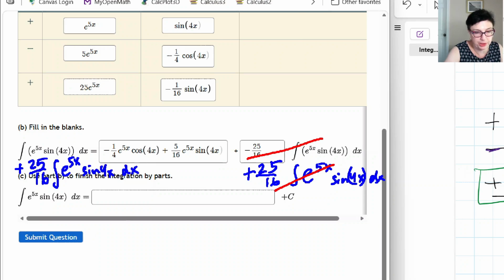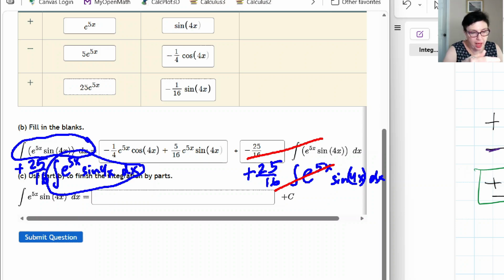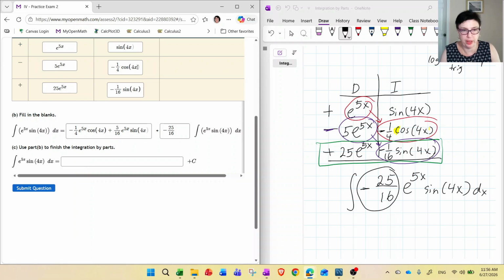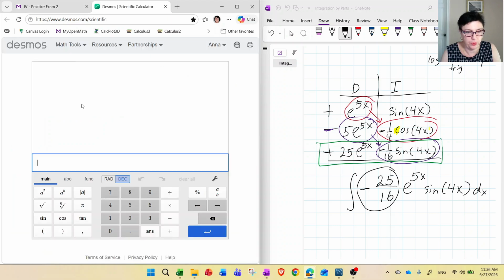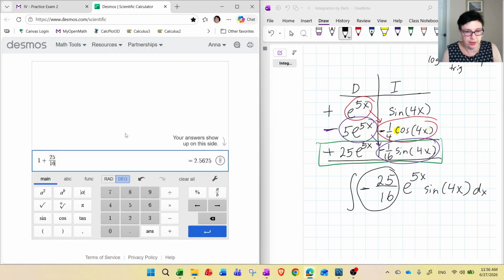Now let's see what happens. You started with some integral, and you added 25/16 of the same integral. What does that mean? It's like 1 plus 25/16. It's like x plus 25/16 x. Well, let's go ahead and compute that. So if you take x plus 25/16 x, it's like 1 plus 25/16. That's going to give you 41/16.